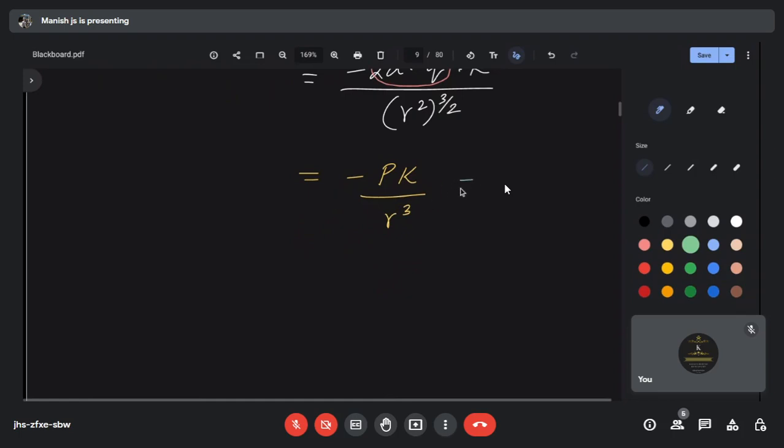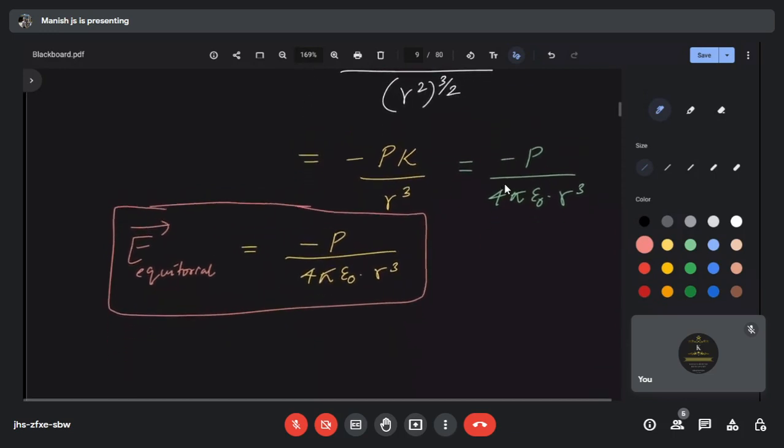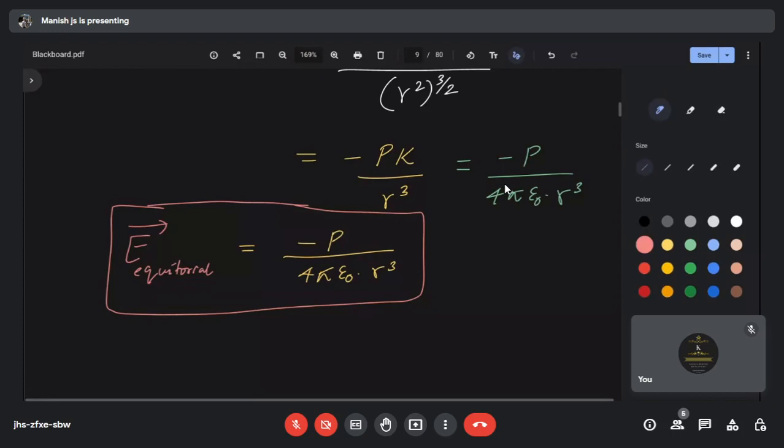So finally you substitute the value of k as 1 by 4 pi epsilon naught. So you get minus p divided by 4 pi epsilon naught into r cube. Here it is the equatorial line, so we'll write it as E equatorial. The electric field due to the equatorial point is expressed as minus p upon 4 pi epsilon naught into r cube. That's it. This is the formula for the electric field due to the equatorial line or equatorial point of a dipole. With this we finish the electric field due to the axial line and the equatorial line. Both aspects we have covered here.